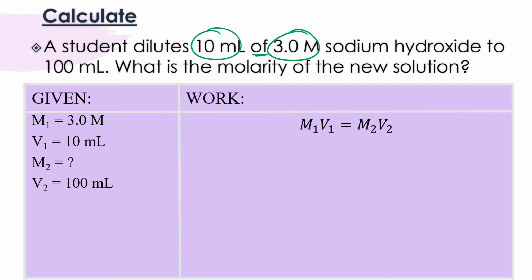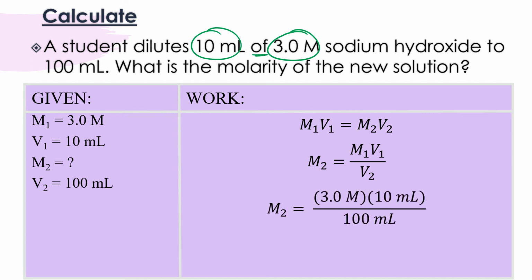Next step is providing the equation, M1V1 equals M2V2. I need to isolate M2 by dividing by V2 on both sides. When we do that, we get M2 equals M1V1 over V2. Plug in our numbers, multiply and divide, and we get the answer. You may now pause this video to write down the work.